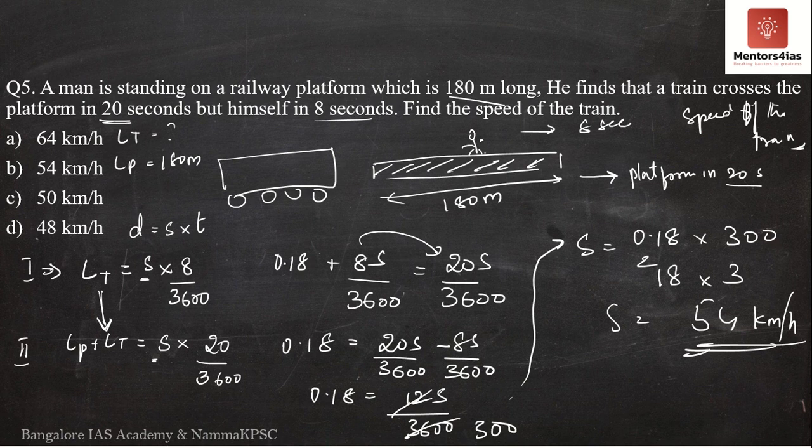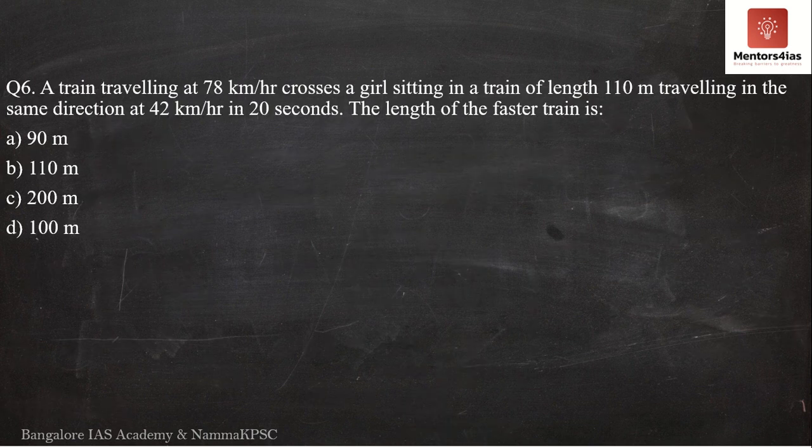I hope you understood. If you are able to solve this kind of a problem, you should be able to solve any kind of problem when it comes to problems based on trains. We'll move on to the next question now. So yes, it is 54 kilometers per hour, option B. Correct answer is 54 kilometers. Let us now move on to the next question. Okay. Question number 6.